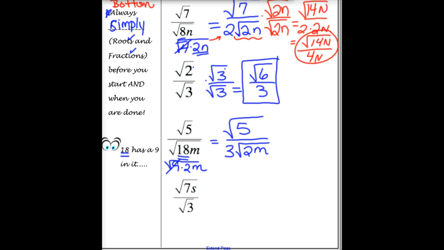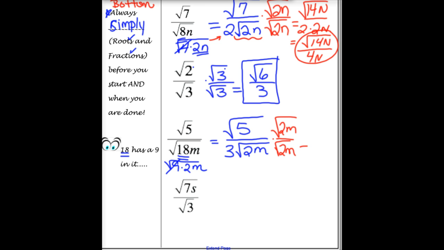Technically, I could multiply the top and the bottom by the root on the bottom, but what that does is the numbers get big pretty quickly, and it makes it harder to simplify at the end. So I really think it would be in your best interest to simplify it before you start. So now what do I do? I multiply the top and the bottom by the root on the bottom.